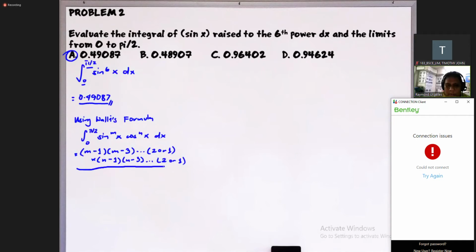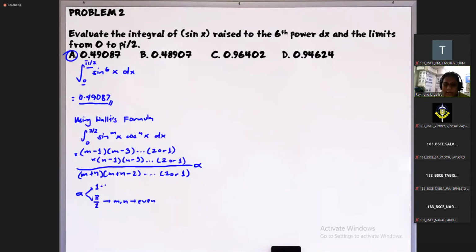Then we divide this whole thing by (m plus n) multiplied by (m plus n minus 2) and so on, hanggang umabot tayo sa 2 or 1. Then this whole quantity is multiplied by alpha. Ito yung Wallis formula na tinatawag. Yung alpha is either 1 or pi over 2. Pi over 2 yung gagamitin natin pag yung m saka n natin are both even numbers. Ito yung gagamitin natin otherwise.